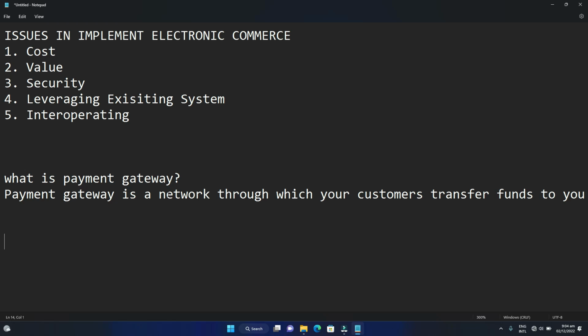The next question is, how does a payment gateway work? So with the payment gateway, the customer enters their payment information.